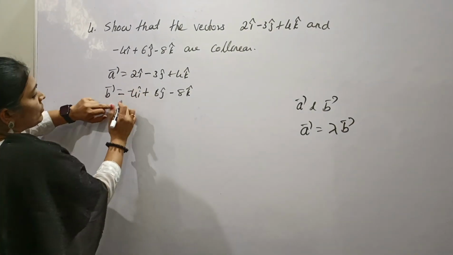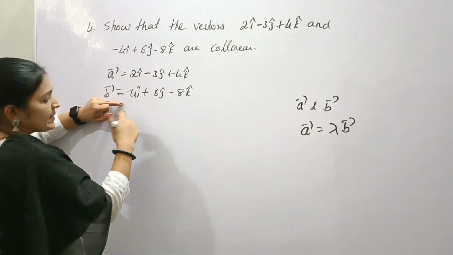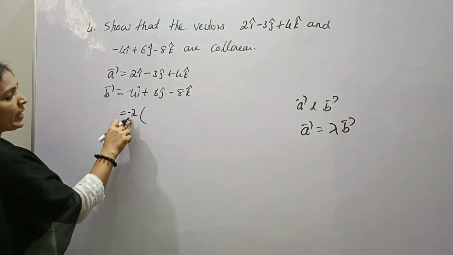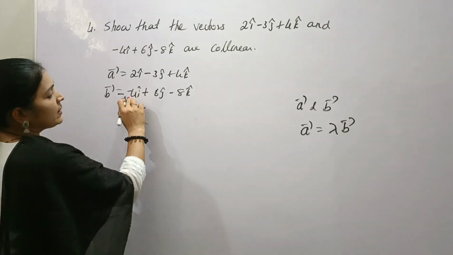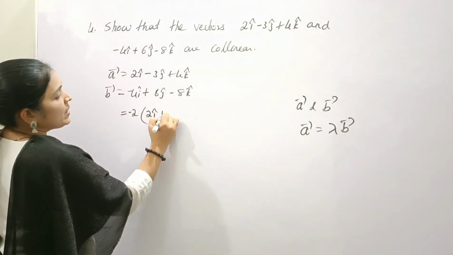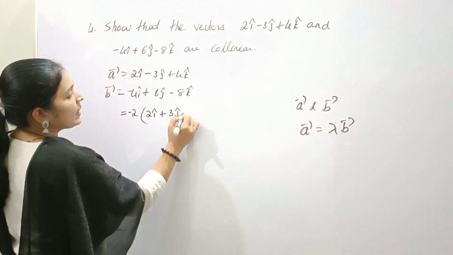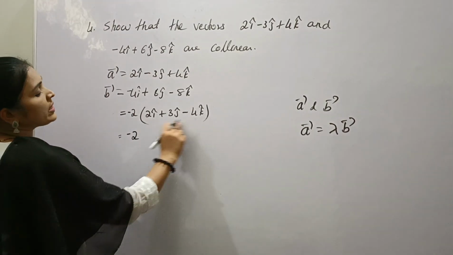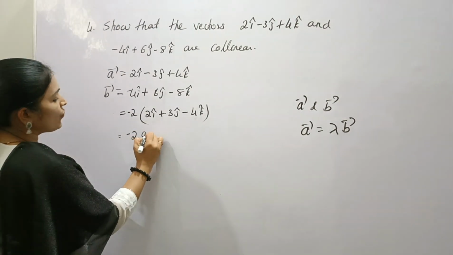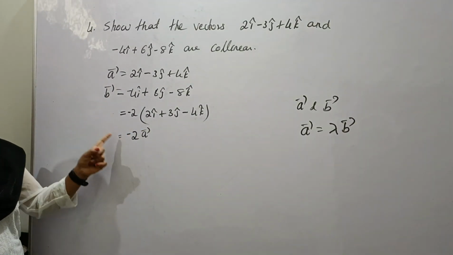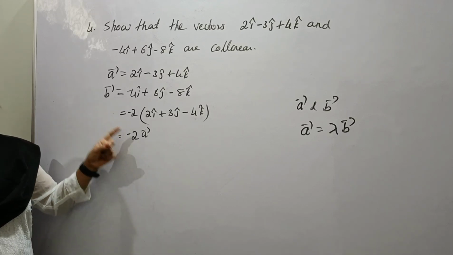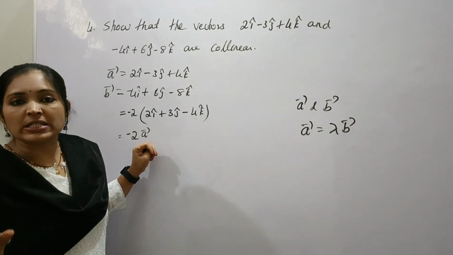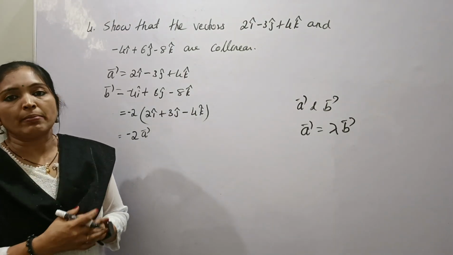See here in vector B, 2 is common. Let's take it out. So 2 into, take minus 2 outside. Then inside the bracket 2i minus 3j plus 4k. That is nothing but minus 2 into, see this vector is nothing but vector A. So vector B is equal to minus 2 into vector A. That is, vector B is a scalar multiple of vector A.